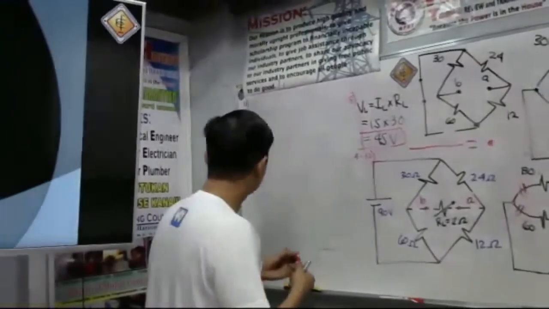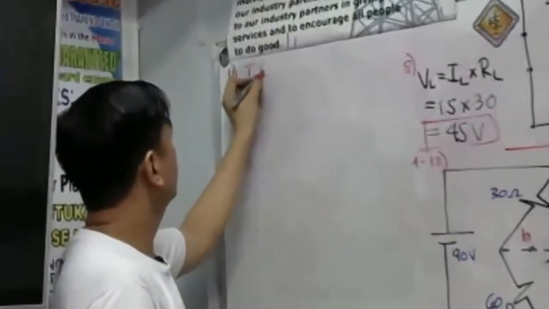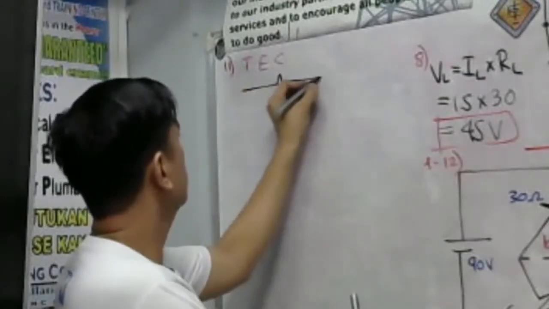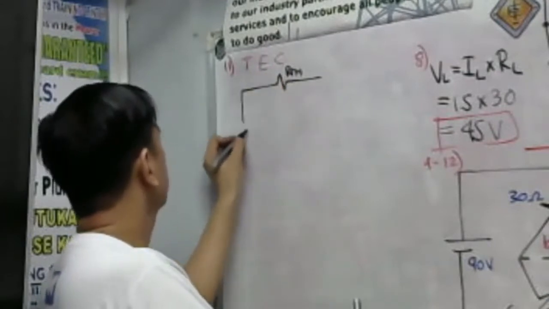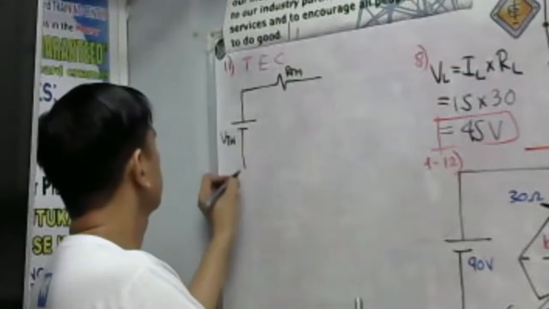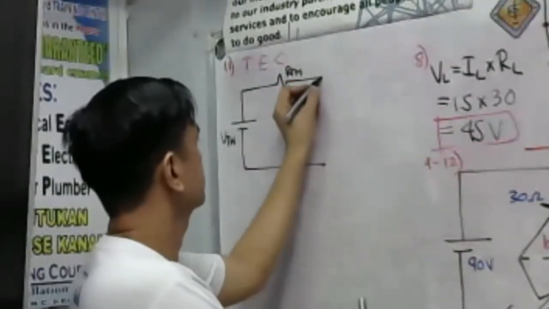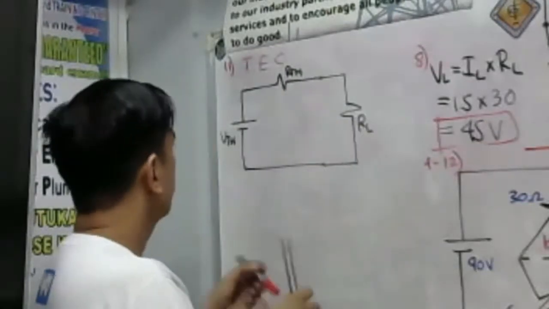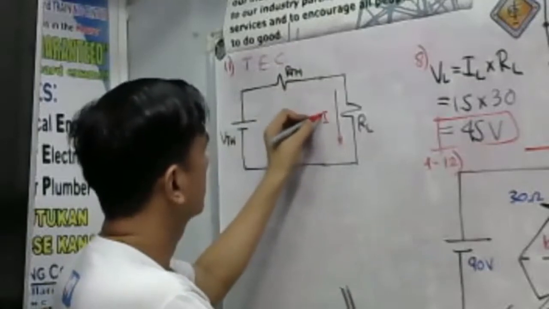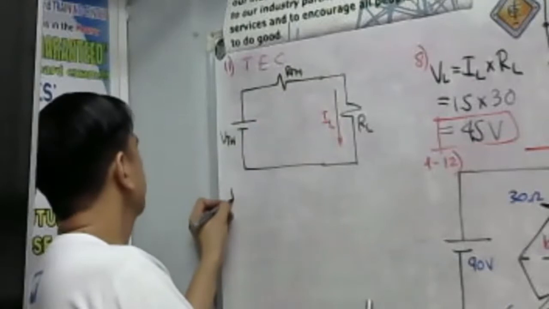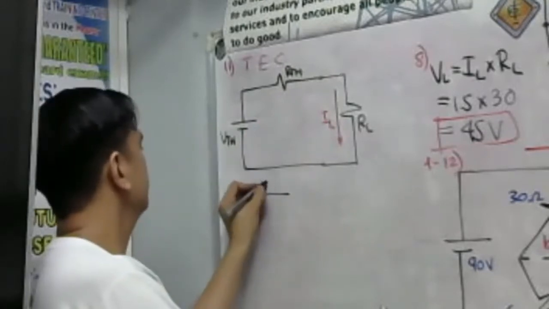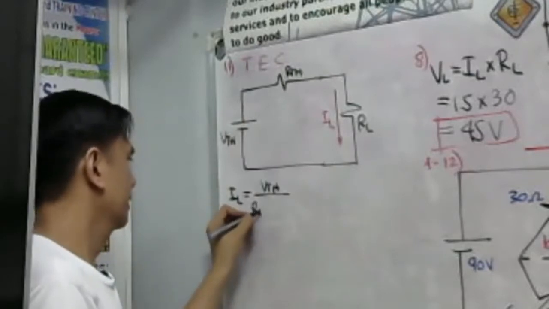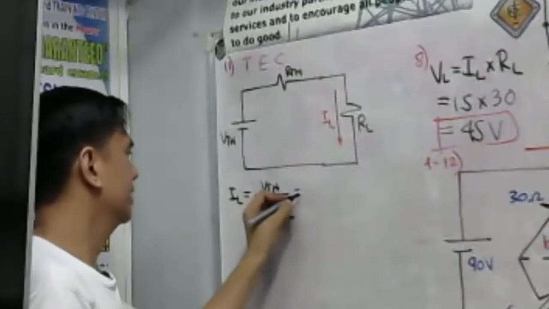So, ready na po tayong mag-obtain ng equivalent circuit natin. Let us obtain the Thevenin's equivalent circuit. This is the Thevenin's equivalent circuit. Take a look here, guys. This is our RTH again, and this is our VTH. This is our RL, and this is our IL. The equation for IL is just a simple Ohm's law: the total voltage, VTH, over the total resistance, which is the series combination of RTH plus RL.